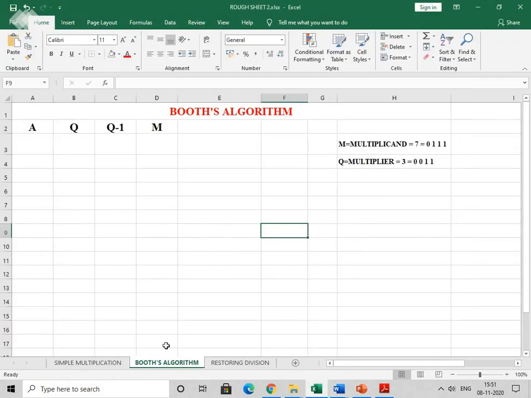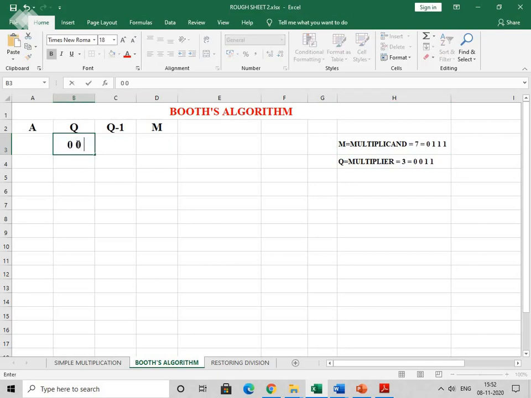So let's start with this. The multiplicand is 7 and its equivalent binary notation is 0 1 1 1. Multiplier is stored in Q. It is 3, and equivalent binary is 0 0 1 1. Multiplicand is M, multiplier is Q. So in Q we will write 0 0 1 1 and in M we will write 0 1 1 1. So Q minus 1 at the first stage is initialized to 0 and A also is initialized to 0. So these are the initial values.